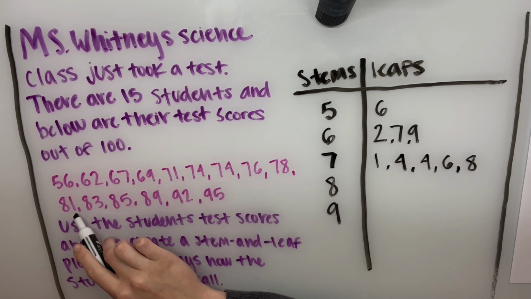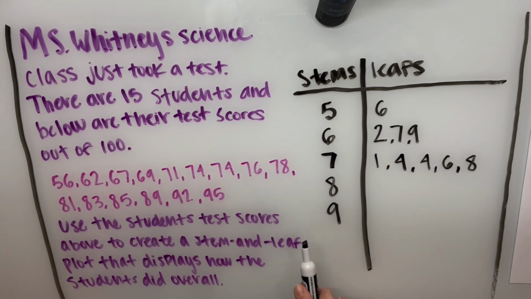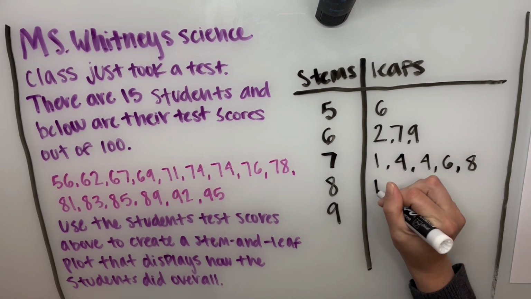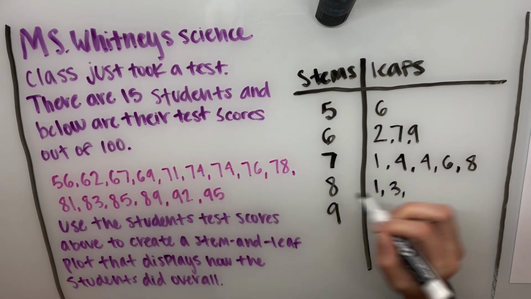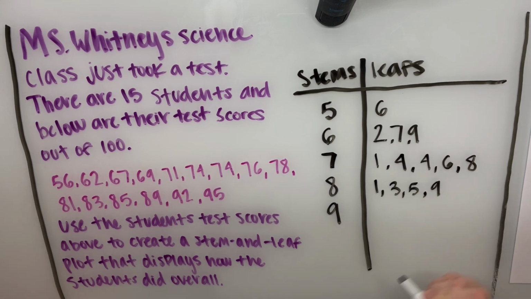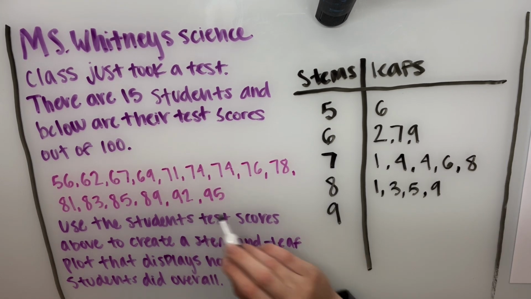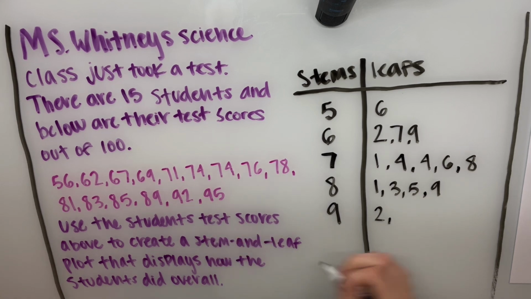So now we move on to stem 8. So we have a 1, we have a 3, we have a 5, and we have a 9. Okay, then 9, we have 92 and 95. So that is it. We have now completed the stem and leaf plot, and we can clearly see the students' test scores now.